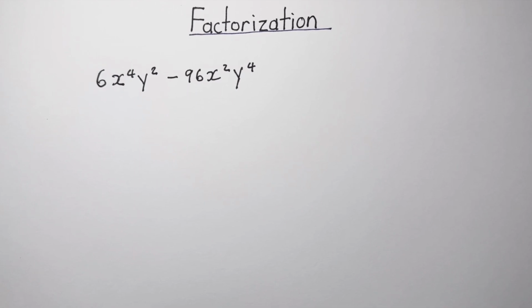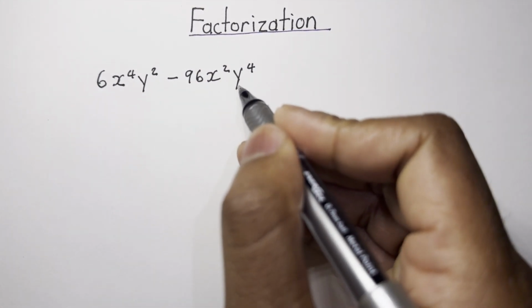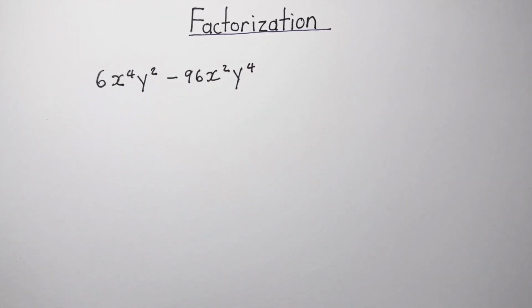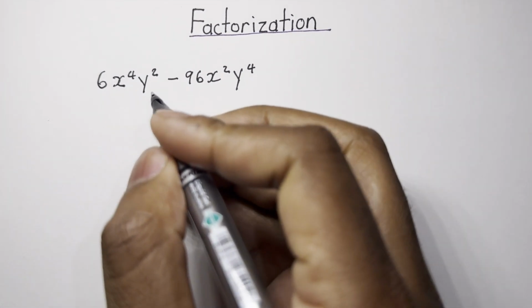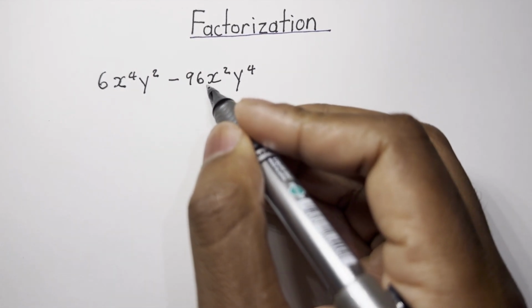Let's look at this expression. We have 6x raised to the fourth power y squared minus 96x squared y raised to the fourth power. The first thing we're going to do is find the HCF or the GCF of 6 and 96.